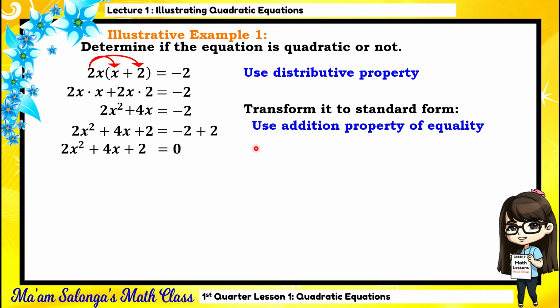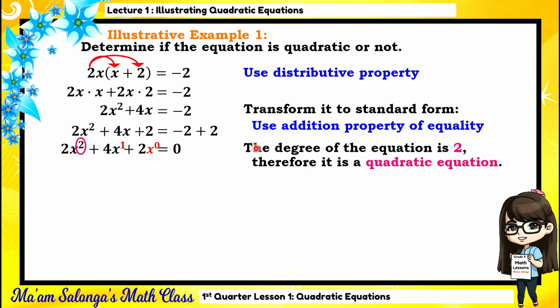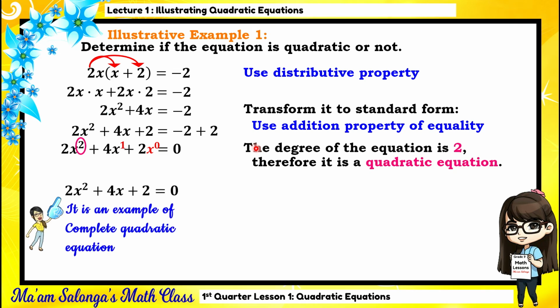Now, inspect the exponents of the terms of the equation. We have 2, we have 1, and we have 0. Since the degree of the equation is 2, then it is a quadratic equation. And also, we call it complete quadratic equation because there are no missing terms.